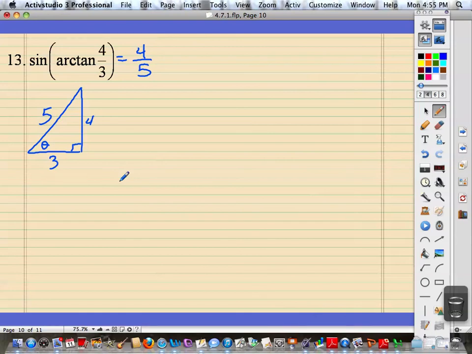So take some time, look over those definitions of the inverse functions, the arc sine, the inverse sine, remember the same thing. And then we will do some problems and clarify any questions in class tomorrow.